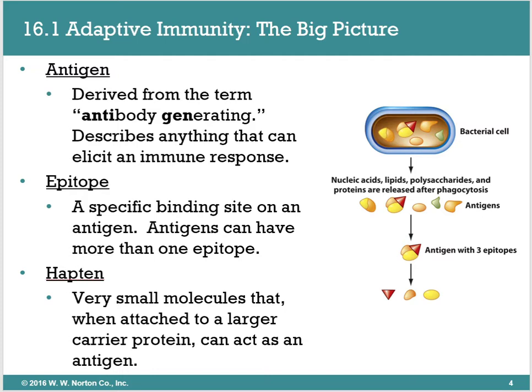And then we have something called an epitope. An epitope is the specific binding site of the antigen. This is where an antigen will come in contact with a T cell, let's say, and it comes in contact at the epitope. And then we have something called a hapten. This is a small molecule, but whenever it attaches to a larger protein, it can act as an antigen.